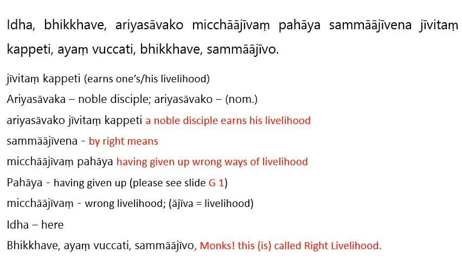I have restructured the sentence Ayang uchyati bhikkhave Sammaājīvo and put it as Bhikkhave Ayang uchyati Sammaājīvo. Monks, this is called right livelihood. As I have mentioned in other videos too, the verbs is, are, etc. are often omitted in Pali sentences.